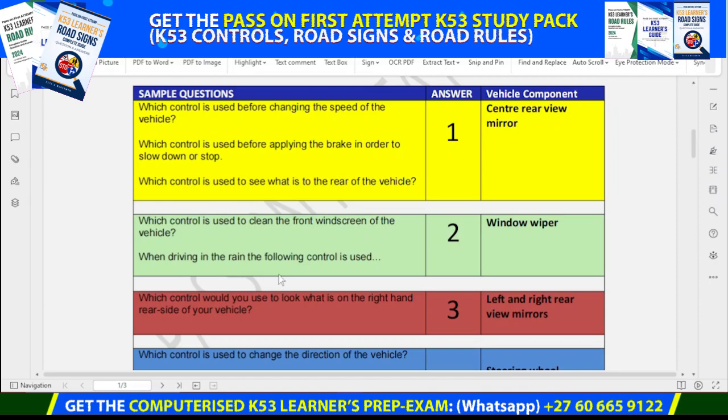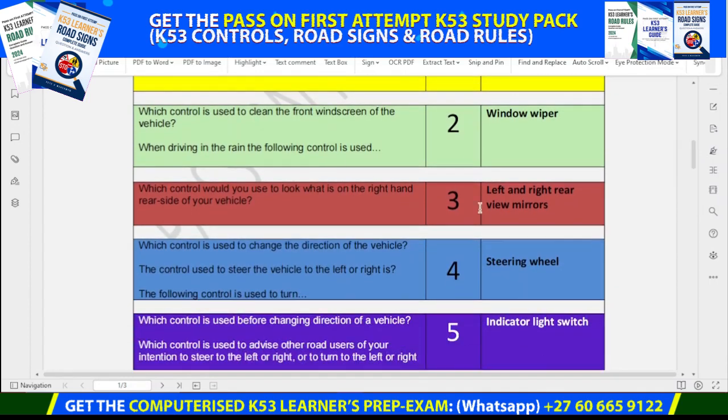Okay, so here are the most likely questions to be asked on control 2. And what is control 2? That is a window wiper. So control 2 is used in the rain, right? Control 3, what is control 3? That is the left and the right rear view mirror.